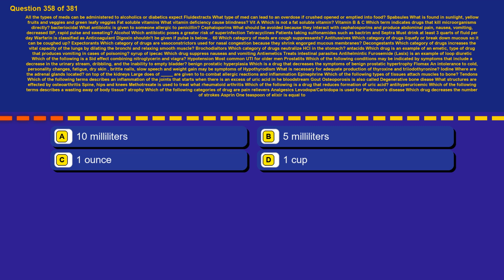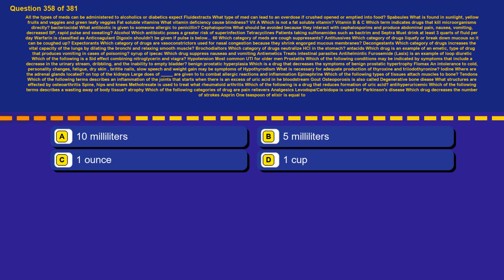Bactericidal. What antibiotic is given to someone allergic to penicillin? Cephalosporins. What should be avoided because they interact with cephalosporins and produce abdominal pain, nausea, vomiting, decreased BP, rapid pulse and sweating? Alcohol. Which antibiotic poses a greater risk of superinfection? Tetracyclines. Patients taking sulfonamides such as Bactrim and Septra must drink at least 3 quarts of fluid per day.